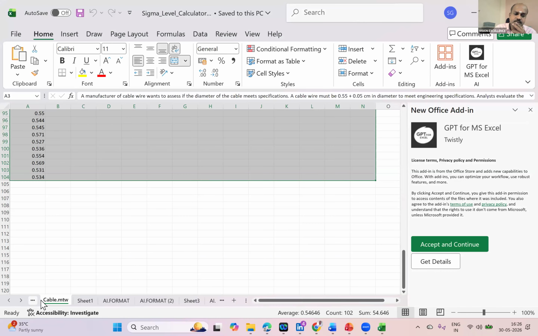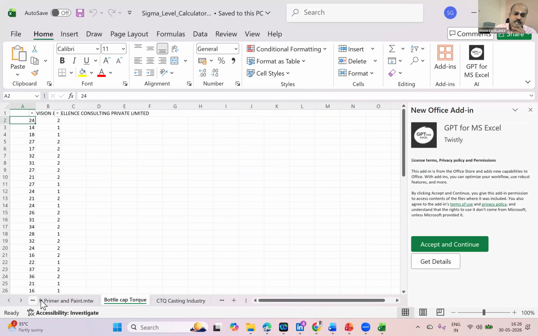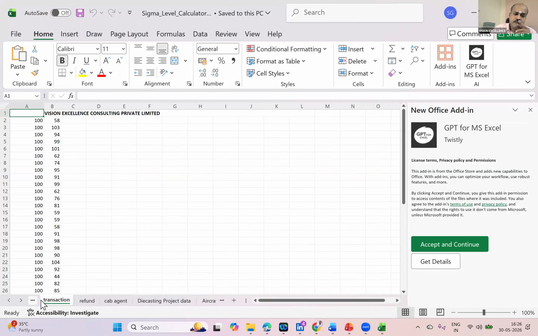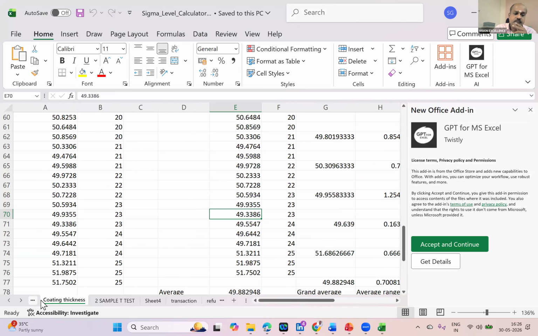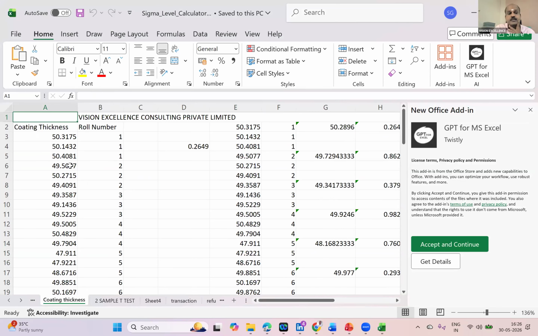Coating thickness. Are you seeing coating thickness, all of you? Yes, sir. Now let us take a deeper look. See here, roll number 1. How many samples are taken from roll number 1? 3 samples. Because the raw material is coming in the form of a roll.